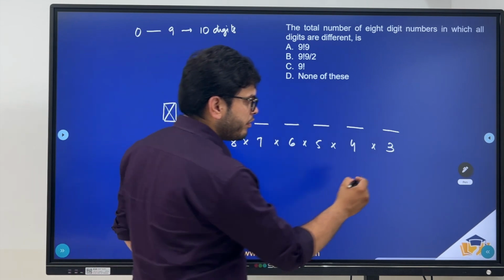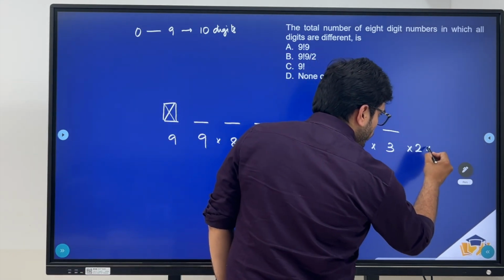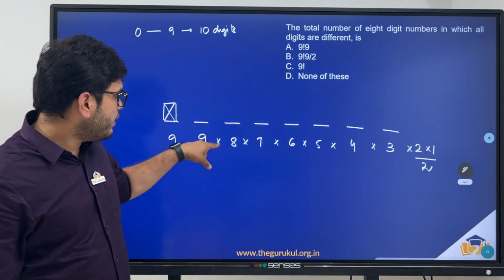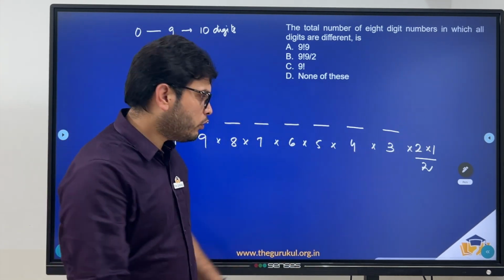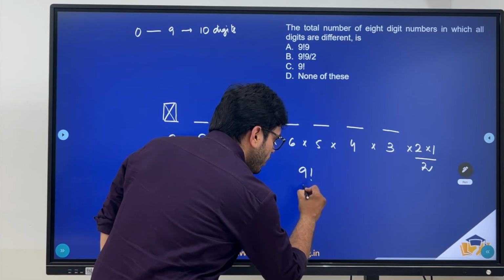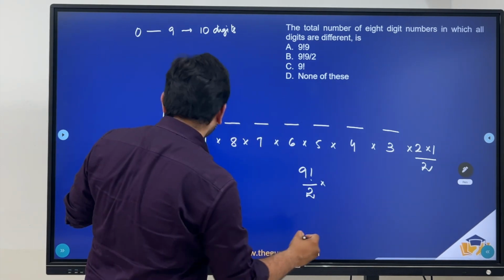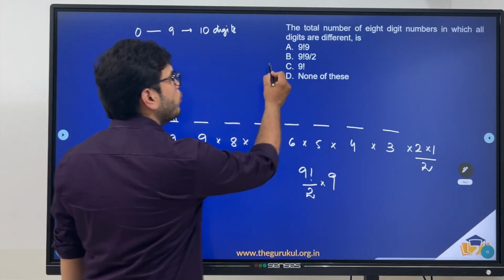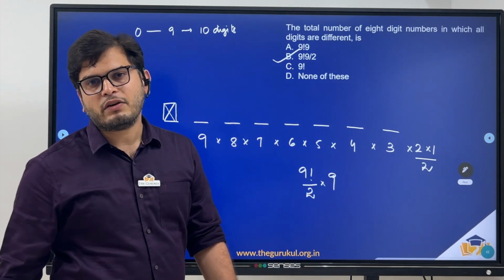Now what I'll do is I'll multiply this with 2 into 1 and I'll divide with 2 as well. Now what is 9 into 8 into so on till 1? 9 factorial. So we have 9 factorial by 2 into 9. So 9 into 9 factorial by 2. Option B should be the answer for this question.